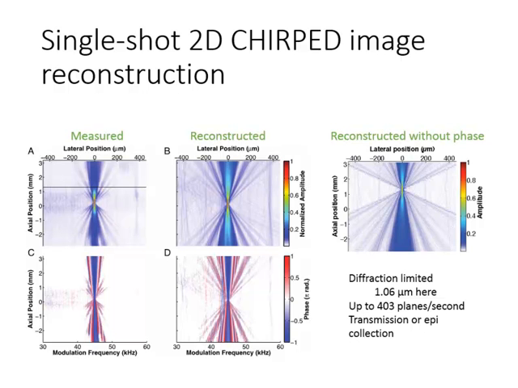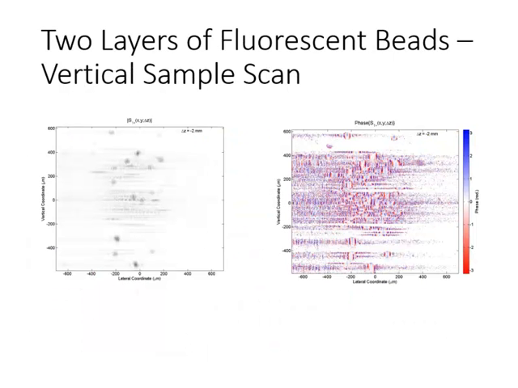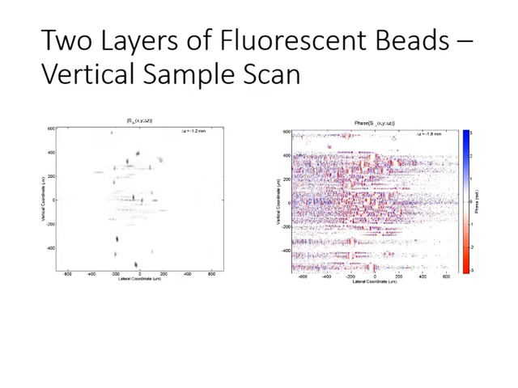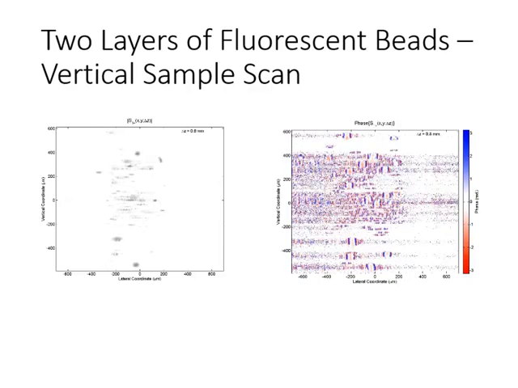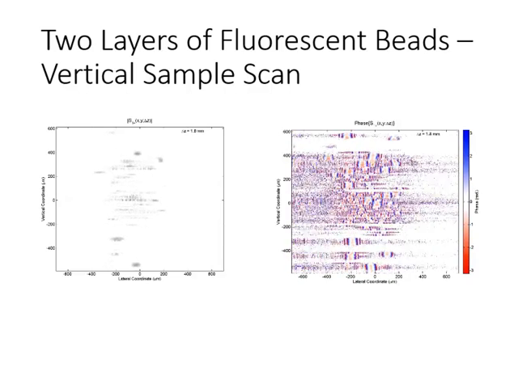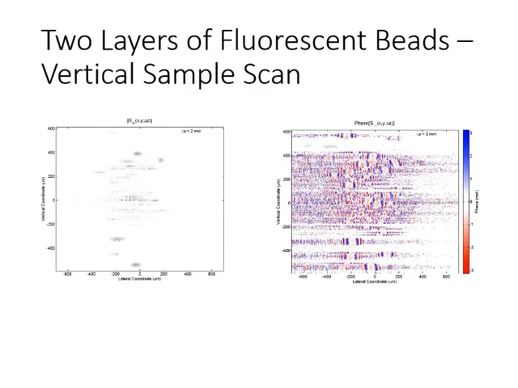And we can do this at 400 planes per second, and we can do it in transmission or with epi-fluorescence collection. This was taken in epi, so we're able to measure epi-dependent holograms. Here are 2 layers of beads that we can numerically refocus. There are some small beads, and you can see the larger beads going out of focus. Again, these are separated by about 1 millimeter in Z space.